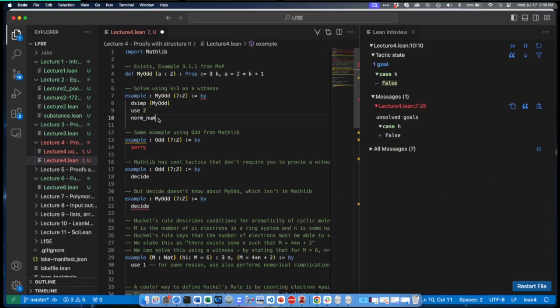Okay, because, again, what am I trying to do with norm num? I'm looking at the state of this goal, and I'm saying 7 is equal to 2 times 2 plus 1. This is an equality statement that is not true. So I apply norm num, and it returns false. Okay. I can't prove false.